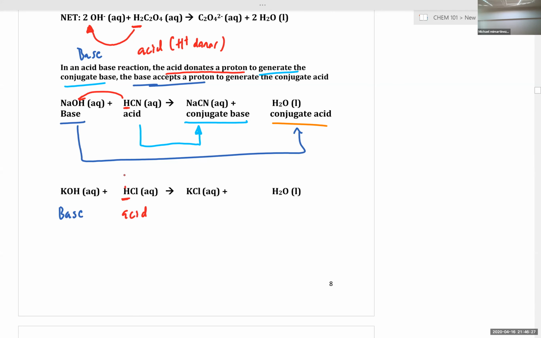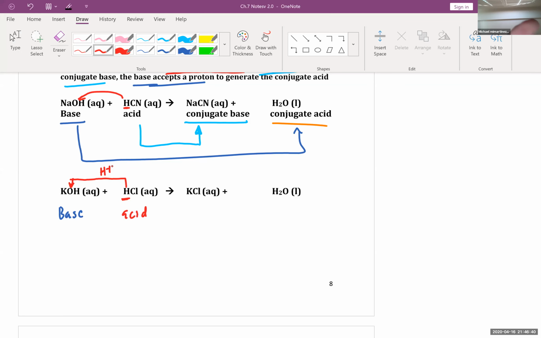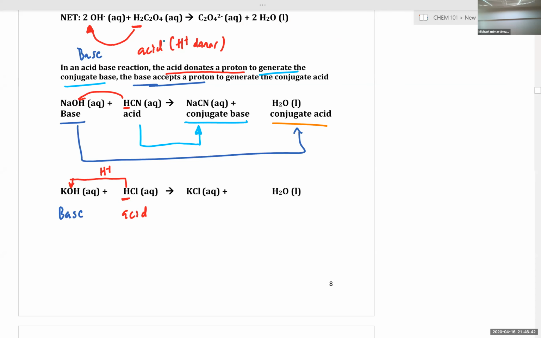Hydrochloric acid is going to donate H+ to our base. It's going to donate a proton to our base. And in turn, let's do our mapping here. Our acid reacts to generate the conjugate base. The conjugate base is the acid with one less proton. Which species is our conjugate base of hydrochloric acid?